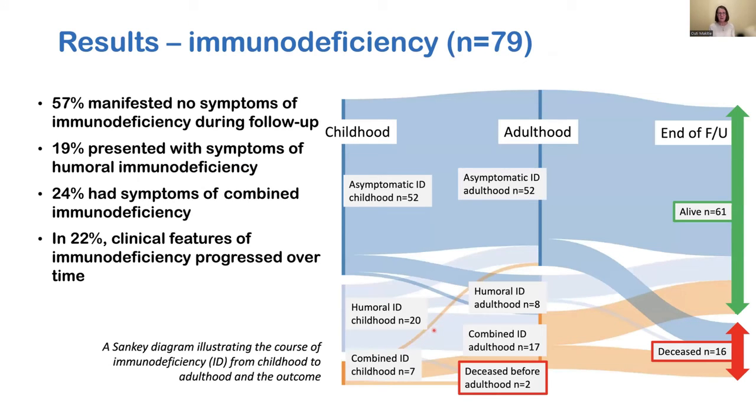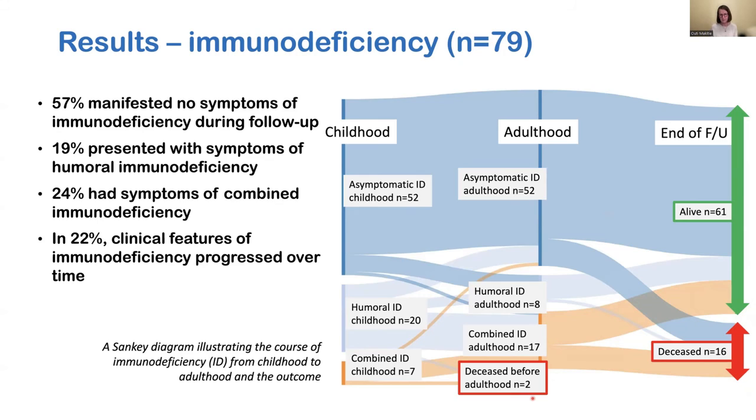So this is a little bit busy slide, but it shows the course of immune deficiency from childhood, adulthood, and end of follow-up. We had 57 who manifested no symptoms of immune deficiency during the follow-up, so they remained asymptomatic. Then some switched to different groups, and 24 had symptoms of combined immune deficiency. You can also see that quite many of the patients had disease, 16 in adulthood and 2 already before adulthood.